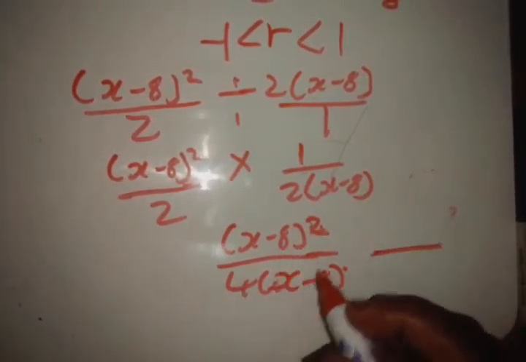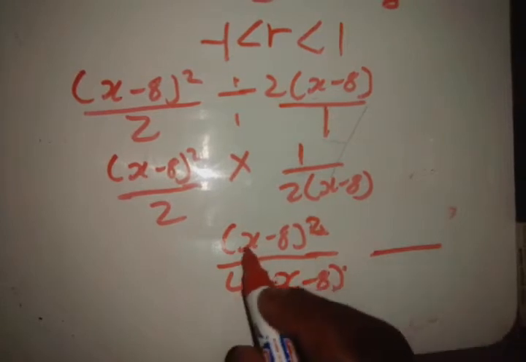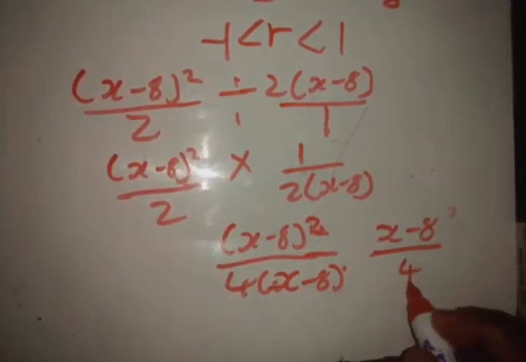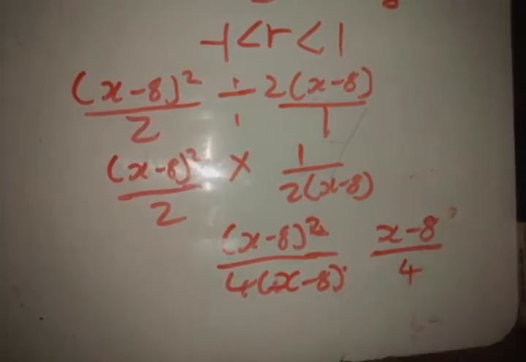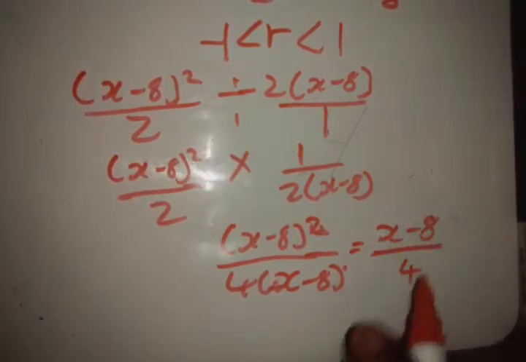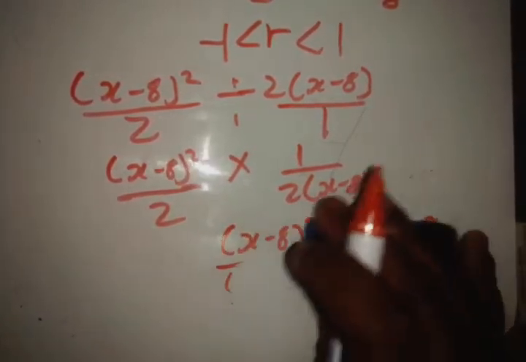So here we've got 2 minus 1, which is just 1. So our answer is x - 8. And then here there's 4. So there we have it. So this is our common ratio. So it's (x - 8) over 4.